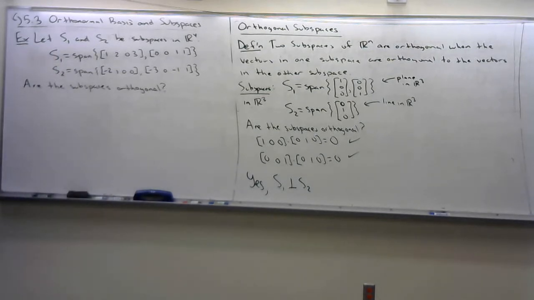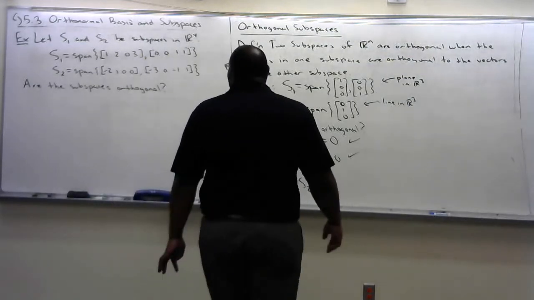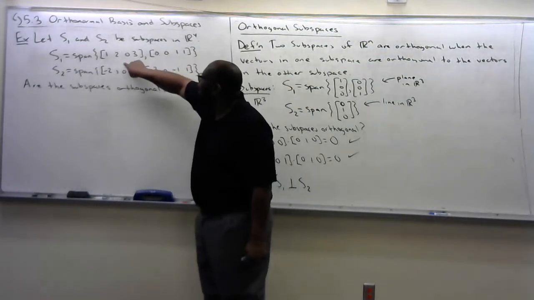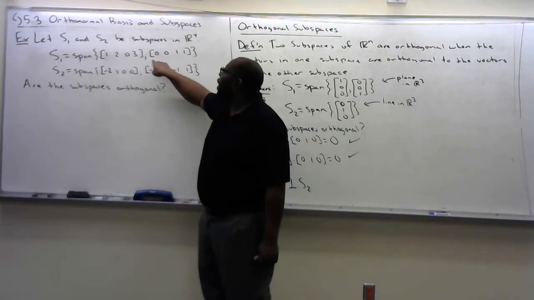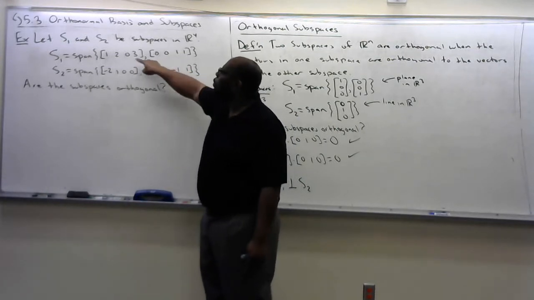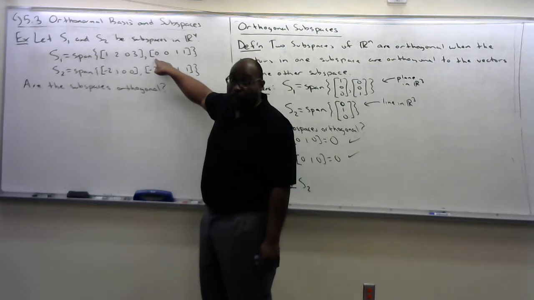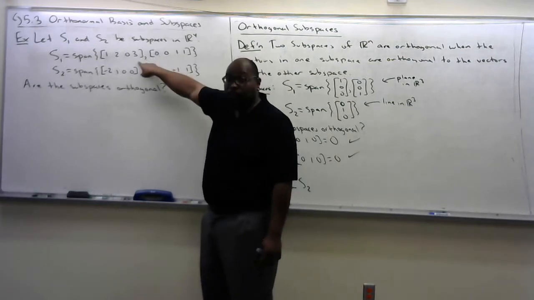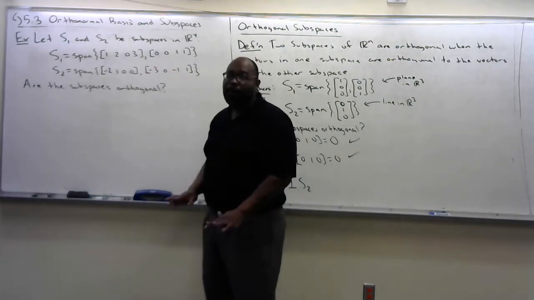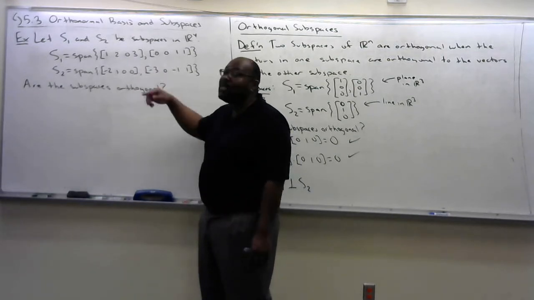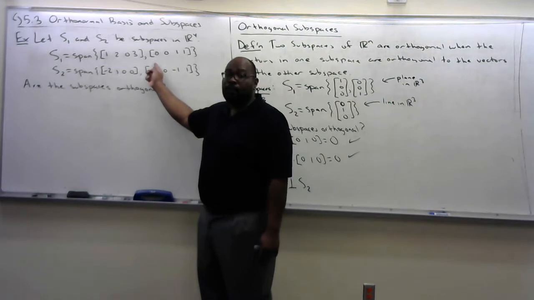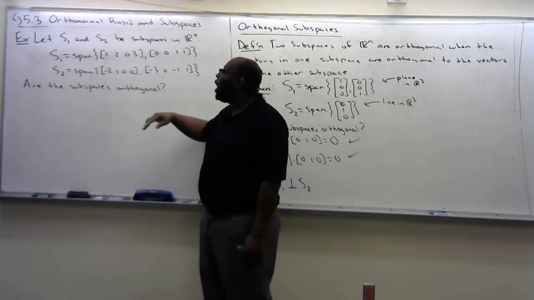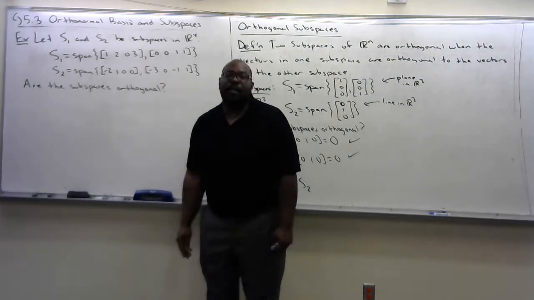Now, I want you to notice that these vectors in S1 are linearly independent. Are these vectors necessarily orthogonal to each other? No, they're not. That's okay, because we're not trying to check whether S1 is an orthogonal set. That's not what I'm trying to find out. I'm trying to find out, is S1 orthogonal to S2?